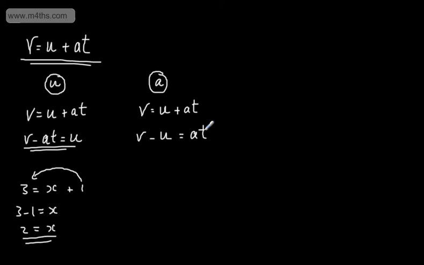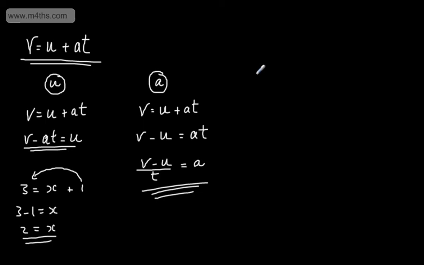AT means A multiplied by T. I need to do the inverse, and that is dividing both sides by T. So V minus U divided by T will be equal to A. I now have A as the subject of the equation.